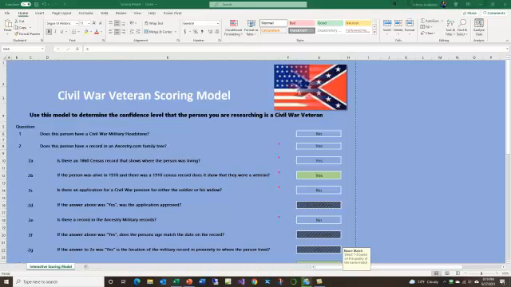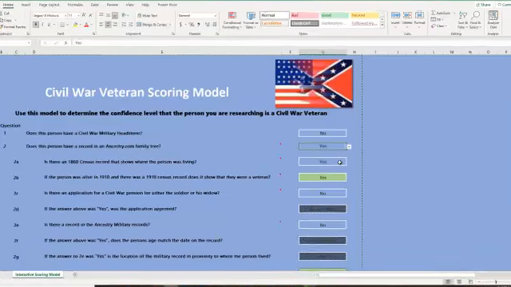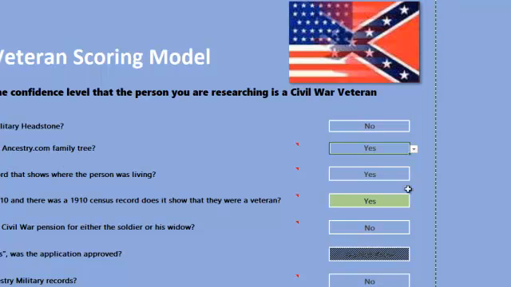The next veteran that we researched was Austin Cunningham Ayton, who fought with the 77th Illinois Infantry. If you recall, he did not have a military headstone, but we did have a family tree with his family tree record. We know that in 1860, in the census, he was in Peoria County, Illinois. In this case, we had an affirmative on the 1910 census.